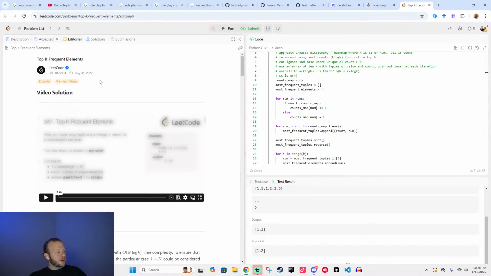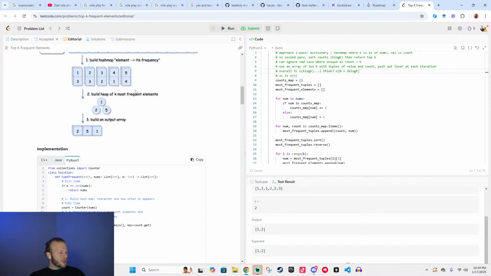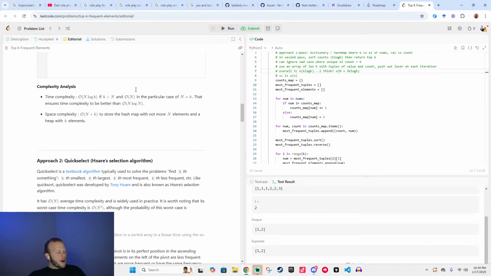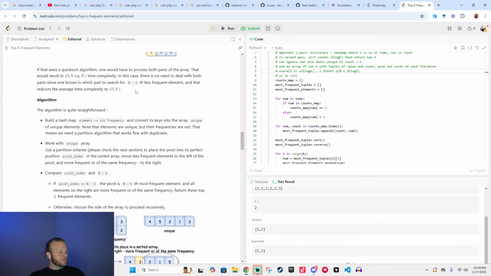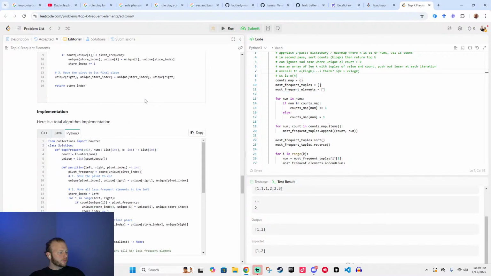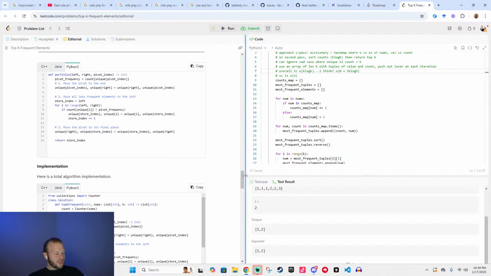Good, so let's look at the editorial. I guess it will be n plus k log k on second thought. So I'm not using a heap. What? I'm not really doing any of these solutions, am I?